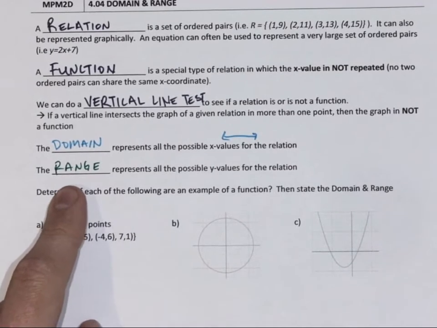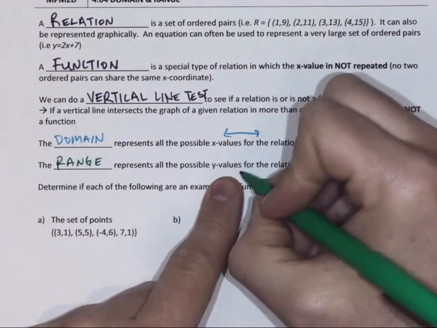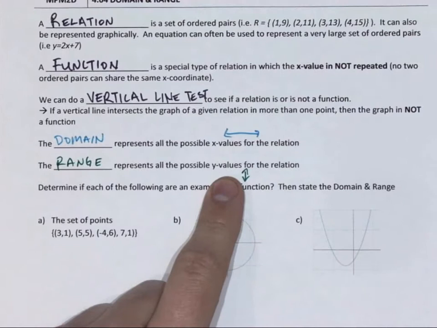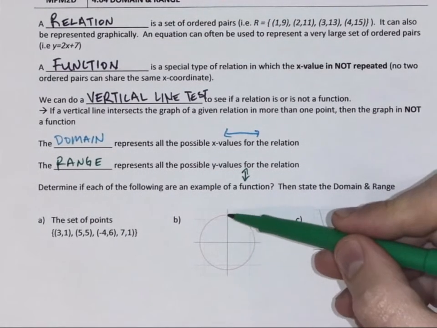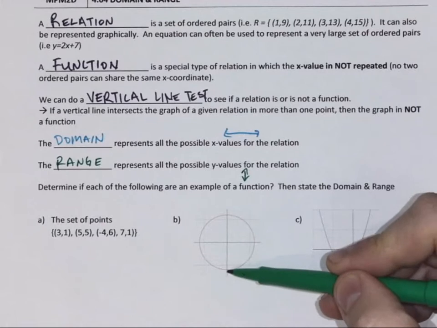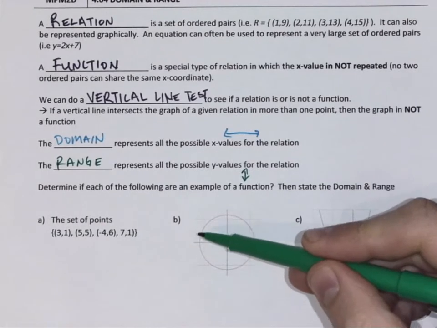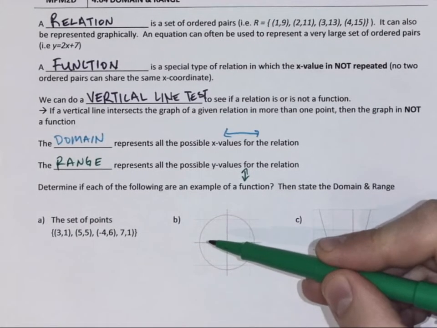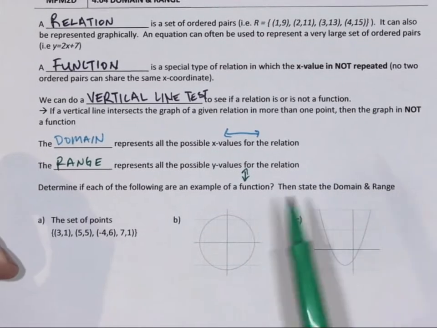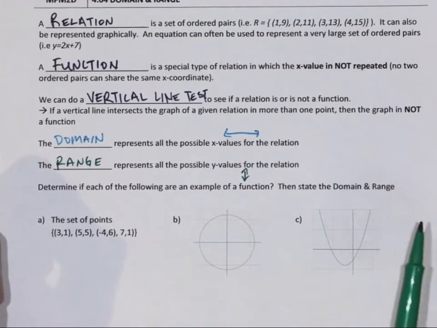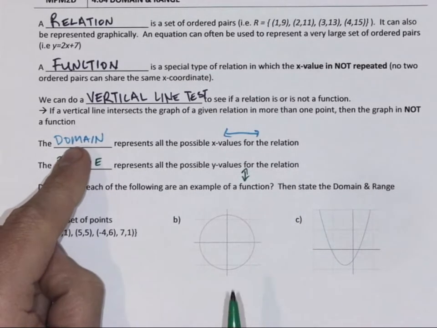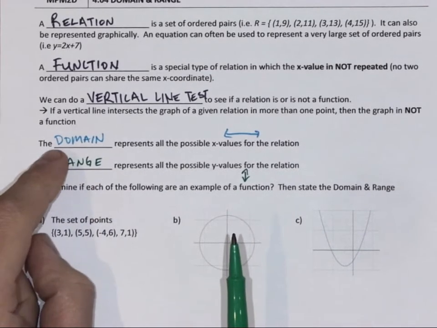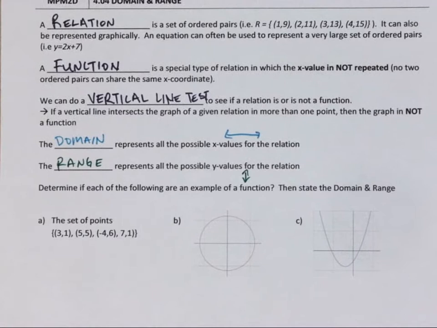The range then represents all the possible y values. So if we look at our circle again, the highest we could get is 6, the lowest we could get is -6, and everything in between. Now to think about it in order, when we graph points, we go out on the x-axis first, domain, and then we go up the y-axis, range. D comes before R in the English language.